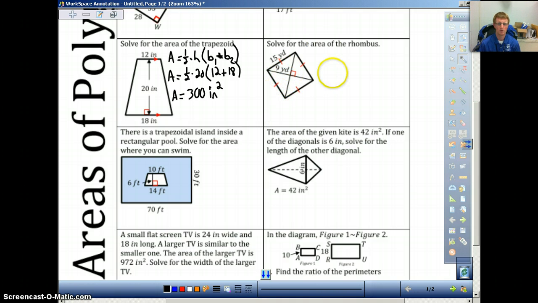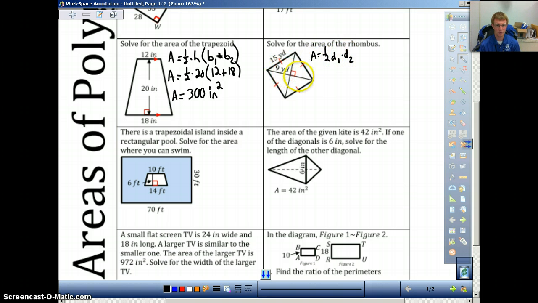So what we have here is a rhombus. What we want to do here is a little bit more difficult, because if we want to figure out what our diagonals are, remember, the first thing is we're going to write out our formula: 1/2 D1 times D2. So we need diagonal 1 and we need diagonal 2.